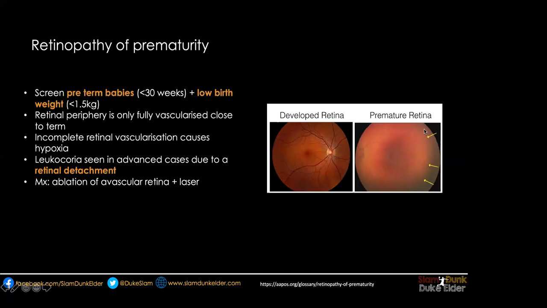So if you see on the picture here, this is your demarcation line. So this is where none of these vessels have been developed properly in utero. So the options for this are ablation and laser. And so yeah, that's that.